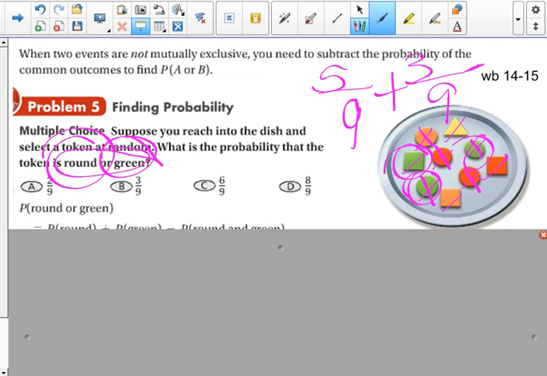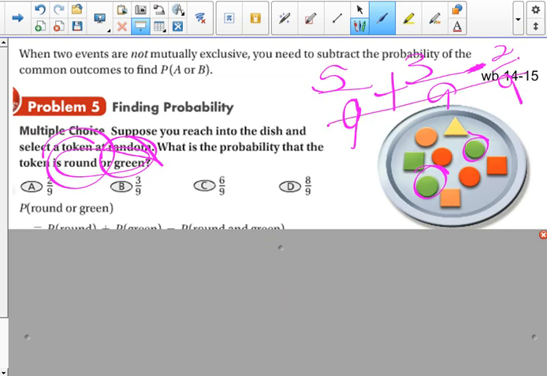Now, some of these got double counted. So we have to take away the ones that are both round and green. So let's look. Round and green, I've got 1, 2. So I have to take away 2 9ths. You see that? Now that gives me a proper number.